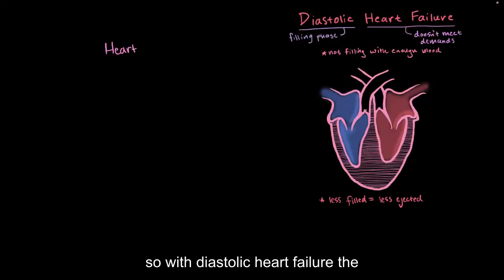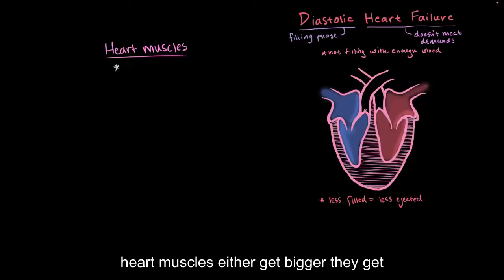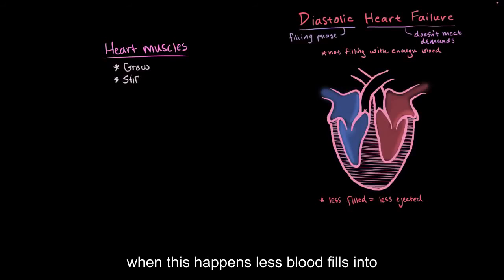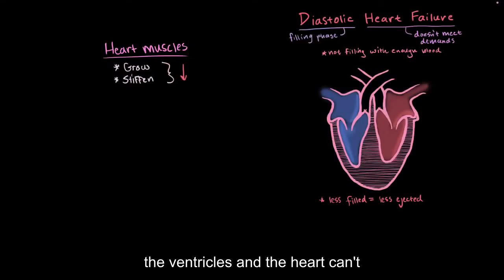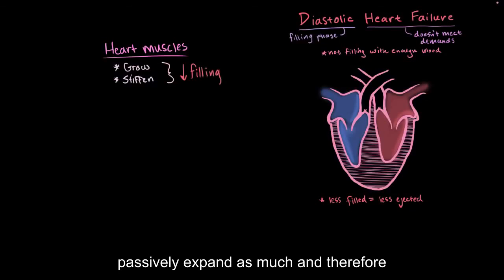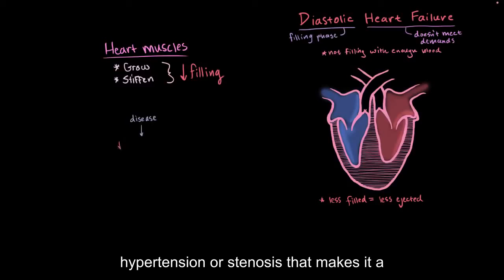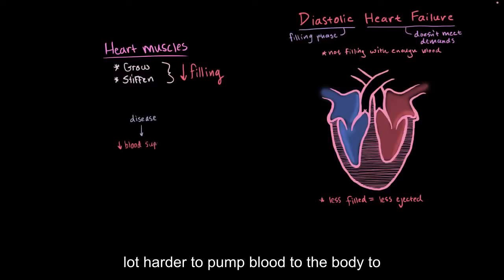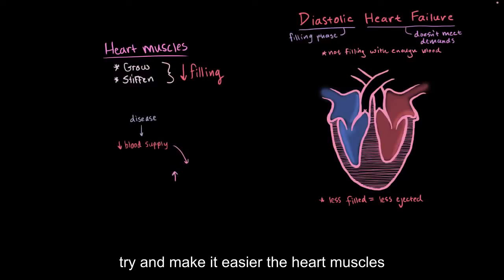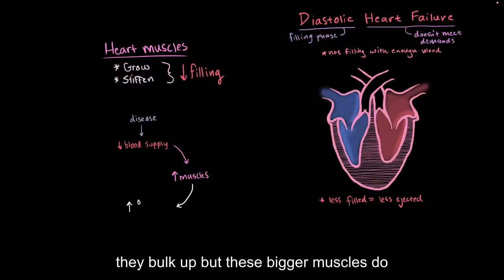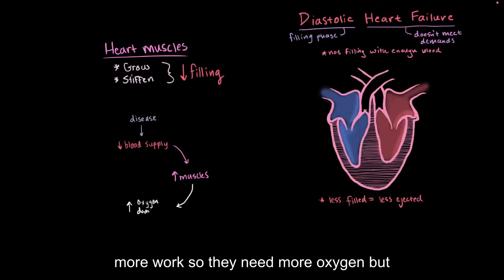So with diastolic heart failure, the heart muscles either get bigger, they get stiffened, or both. When this happens, less blood fills into the ventricles and the heart can't passively expand as much, and therefore it can't relax completely. So ultimately you end up with this cycle that leads to worsening heart failure. You start with some underlying disease like hypertension or stenosis that makes it a lot harder to pump blood to the body. To try and make it easier, the heart muscles increase in size, they bulk up. But these bigger muscles do more work, so they need more oxygen.